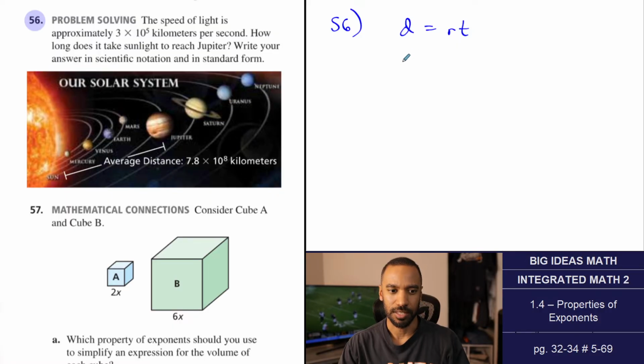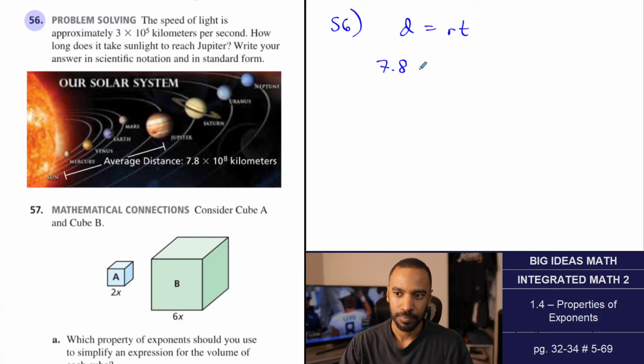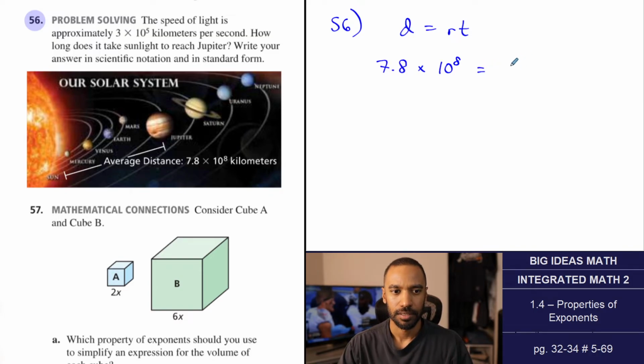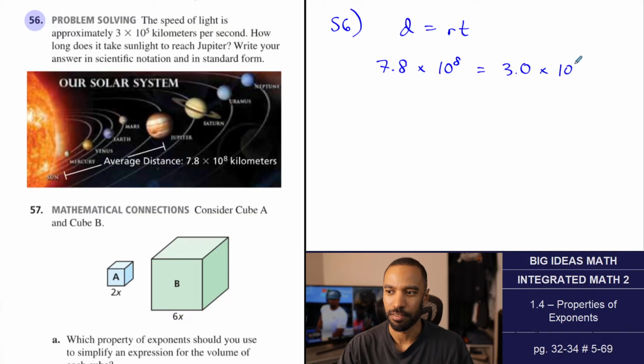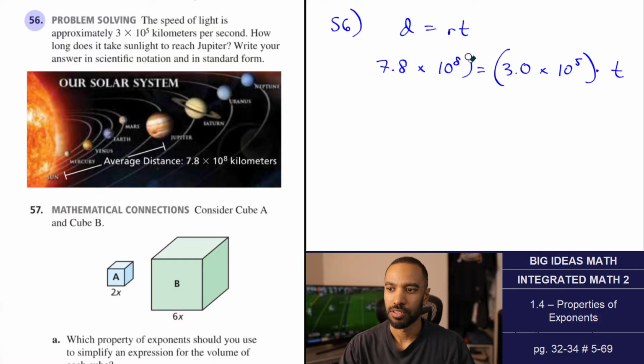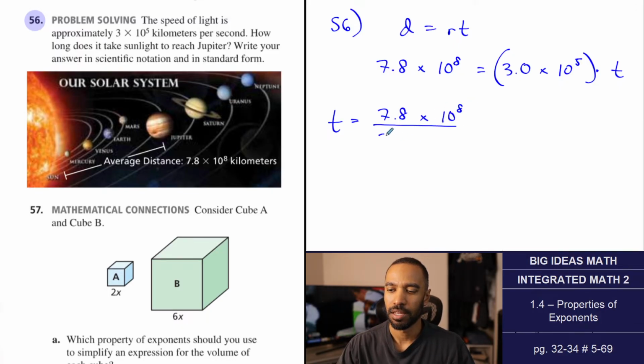And we have distance as 7.8 times 10 to the 8th. We know the rate, 3.0, if you will, times 10 to the 5th, and we need to solve for t. So like that. I guess I don't need parentheses here. So to solve for t, we will divide distance by rate. So the time will be 7.8 times 10 to the 8th divided by 3.0 times 10 to the 5th.